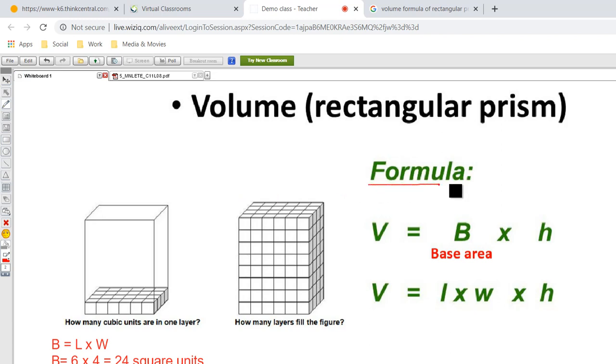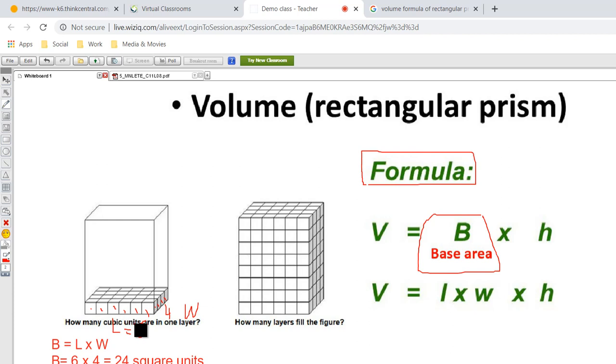We have 2 forms of our formula here. Okay, the first formula, we are going to use the base area of the first layer, which is the base. The first layer here is 1, 2, 3, 4, 5, 6. So we have the length here equal 6. And what about the width here? 1, 2, 3, 4. So we have 4 as width. So these are the dimensions of the base.